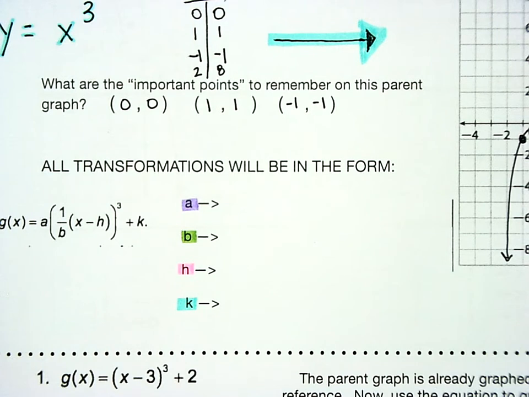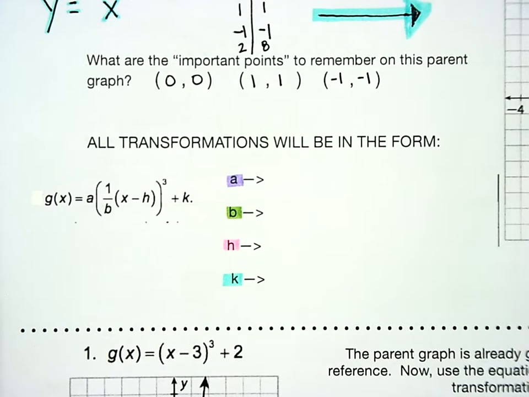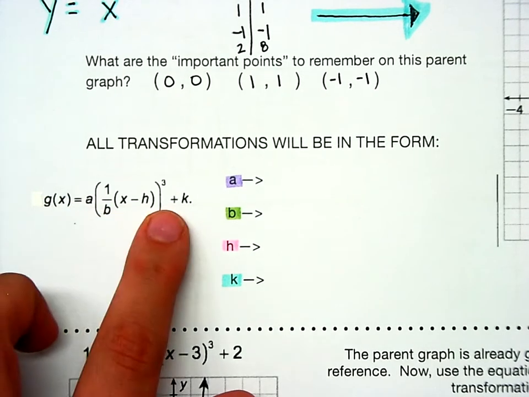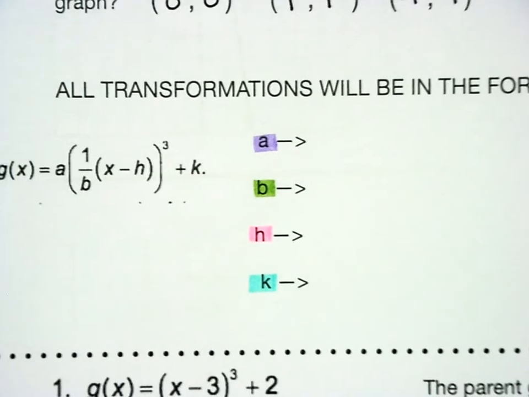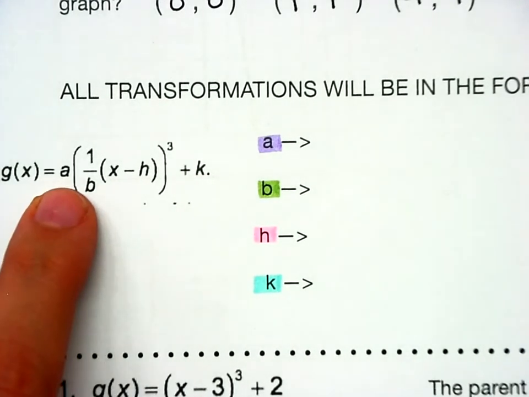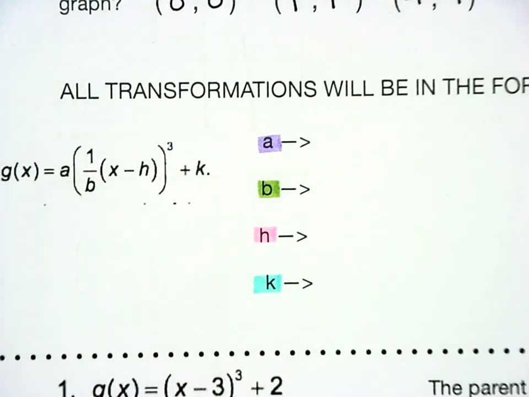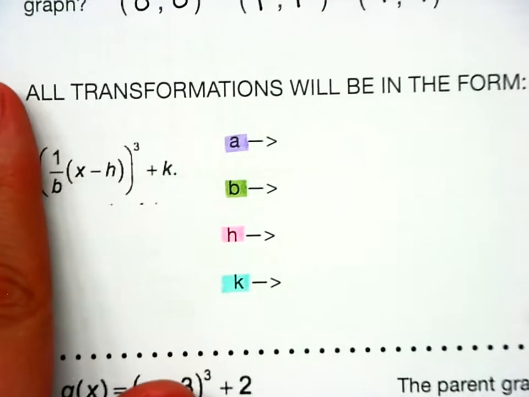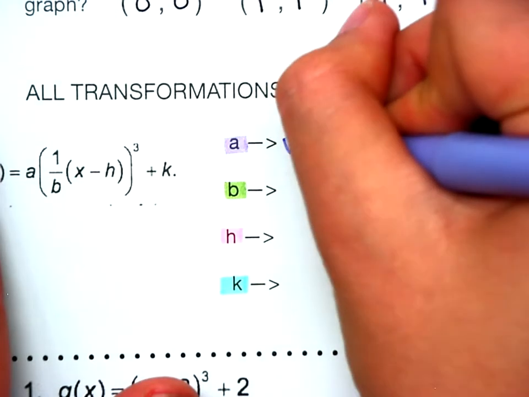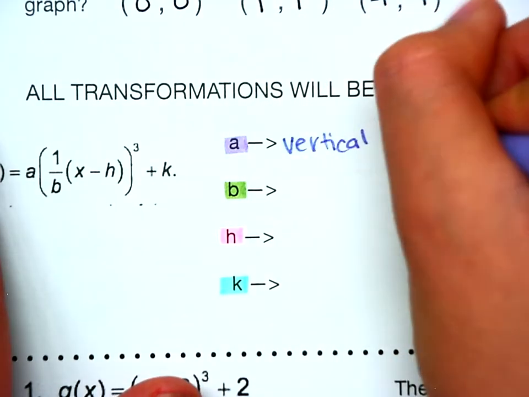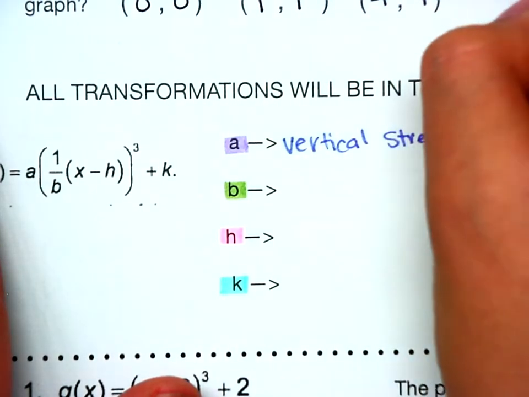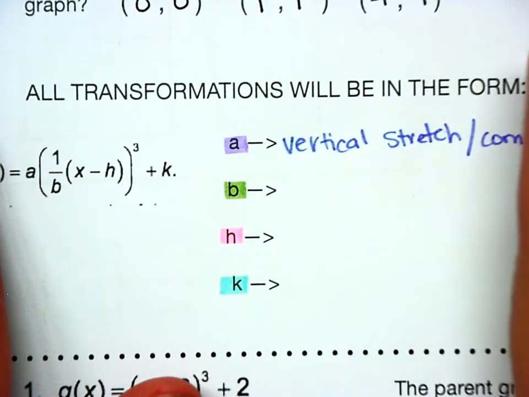All right, when we transform this graph, we're going to have a bunch of values that we're going to look at and decide how they affect our graph. The first one, all the way on the outside, it's a factor that we multiply the entire chunk right here by. That's our a value. This is going to affect our graph vertically. This is our vertical stretch or compress.